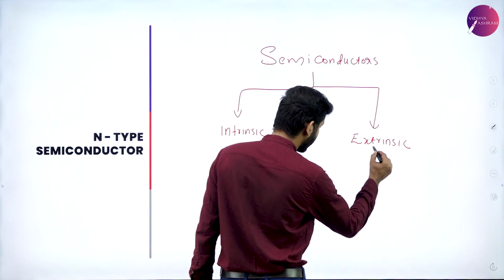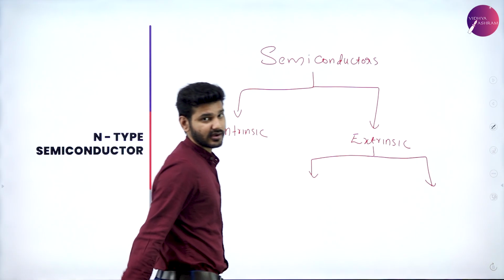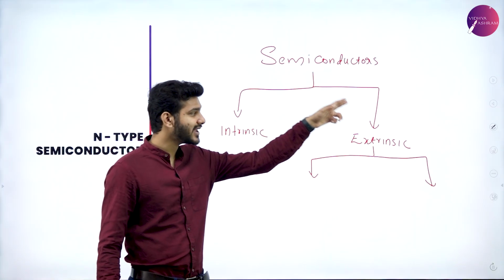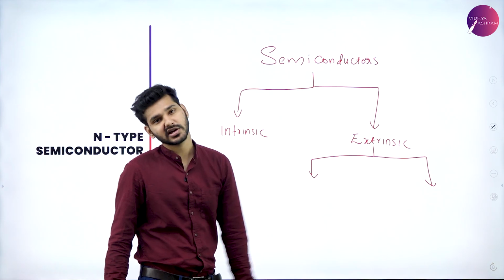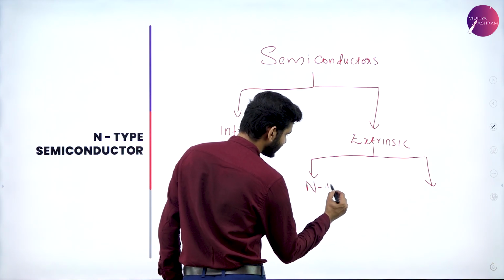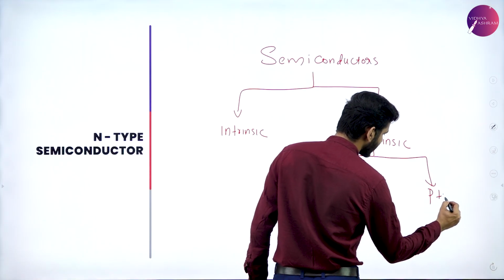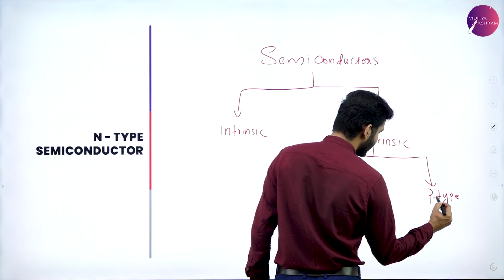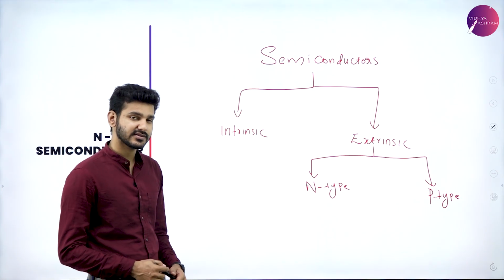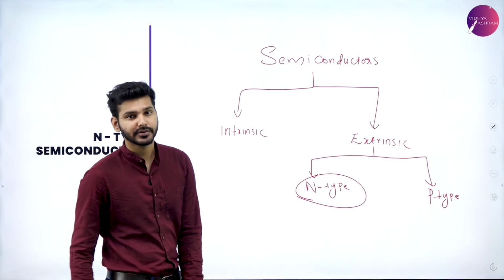The process of adding impurities is known as doping, and introducing impurities into a semiconductor makes it an extrinsic semiconductor. While doping, we have two results: one is N-type and the next one is P-type. So what is the difference between N-type and P-type? That is what we are going to study in this particular session. First we'll start with N-type.